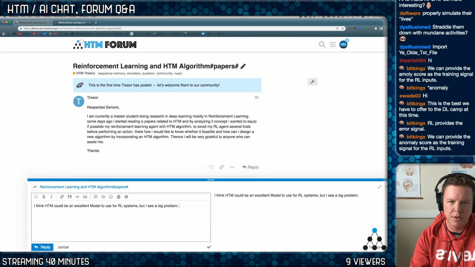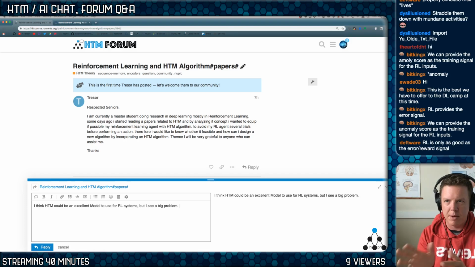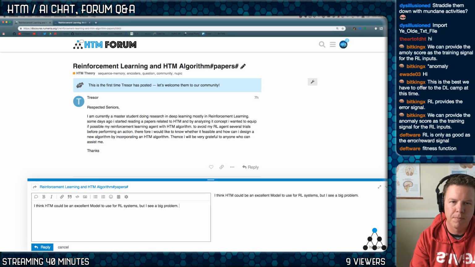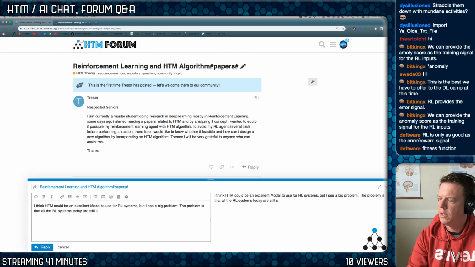We can provide the anomaly score as a training signal for the RL inputs. Yeah, so that would encourage familiarity, like finding things that are familiar, or maybe even leaning towards observing something that you already know a little. There's a lot of things you could do. So the problem is that all the RL systems today are still set up as spatial processing problems.